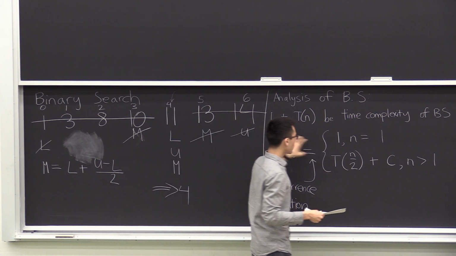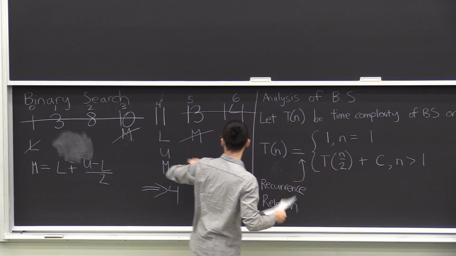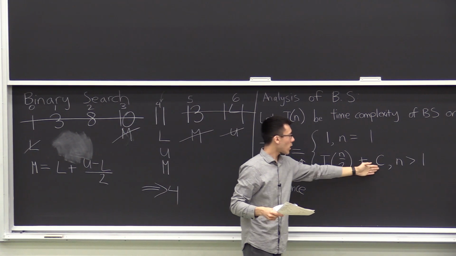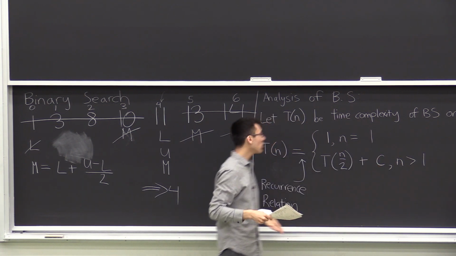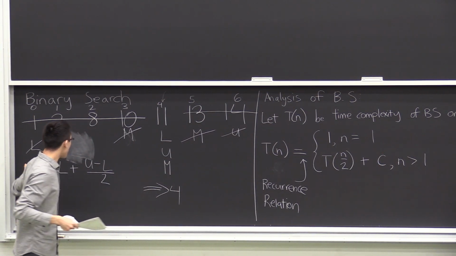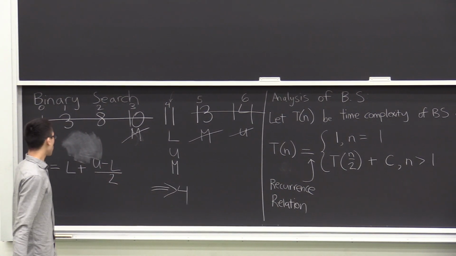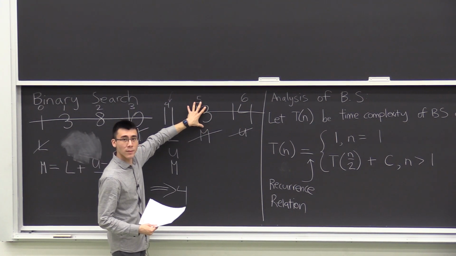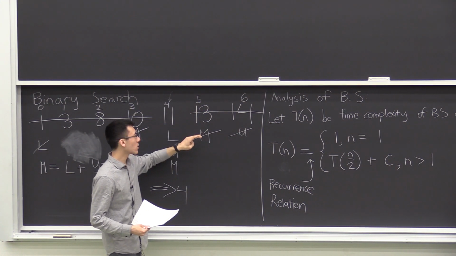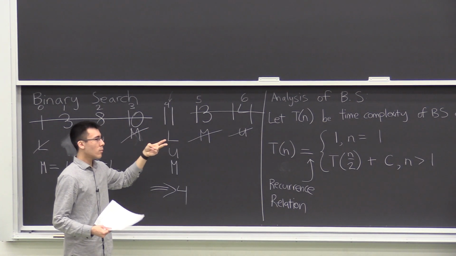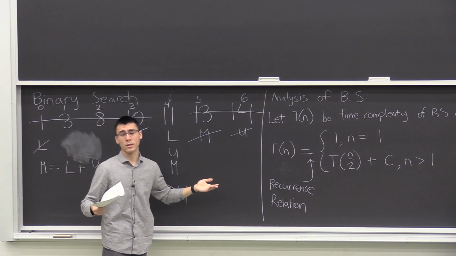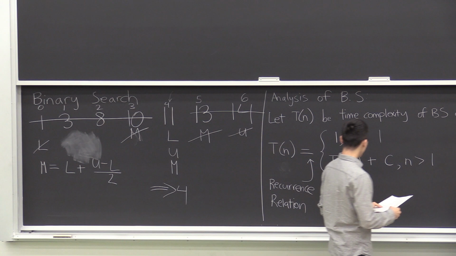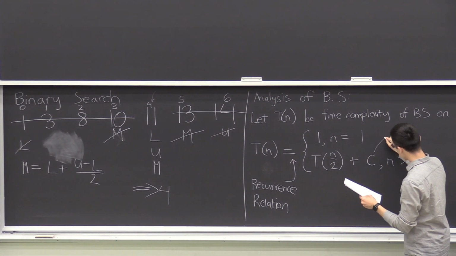So T of n is going to be T of n over 2, so solving the problem on half of the array, plus whatever constant number of operations I need to do when I was computing m equals L plus (u minus L) over 2, or comparing the array at index 5, 13 to 11. So that's like 2 operations that I had to do, but I know that it runs in constant time because it's just 2 operations. Okay. So yeah, let me just write that down.